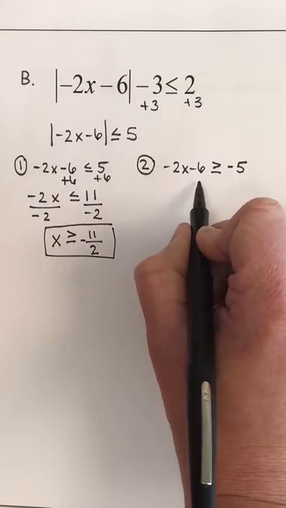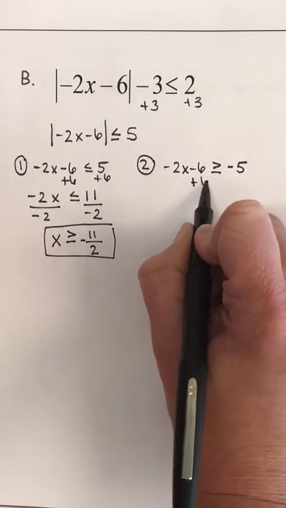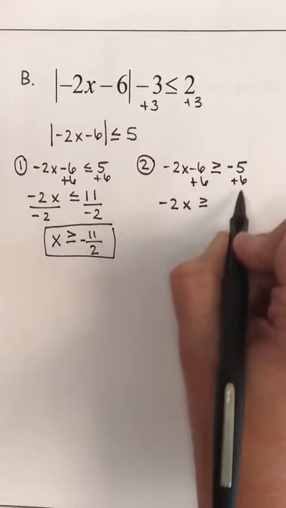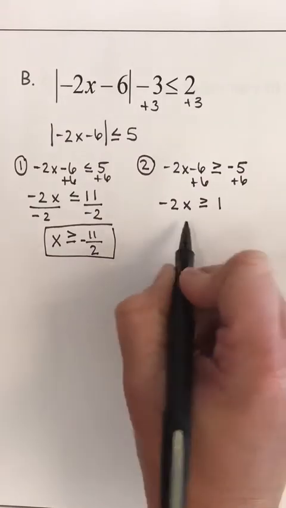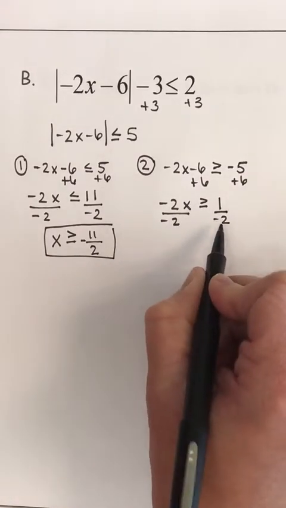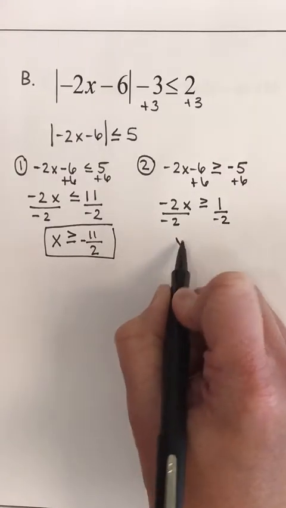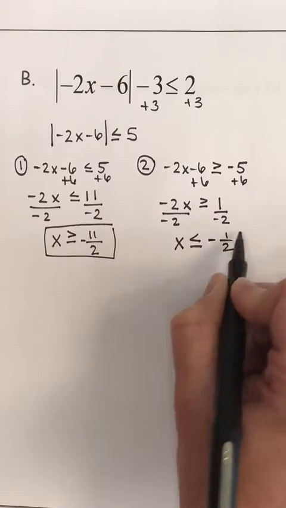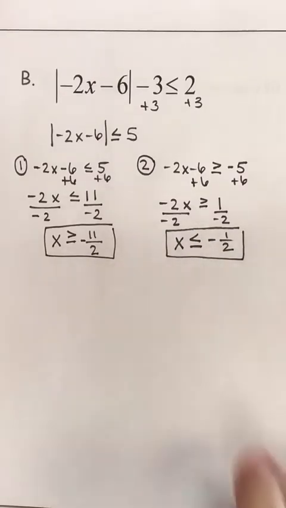For the right side, we'll start off with the same thing, add 6 to both sides, negative 2x greater than or equal to, in this case, 1, divide by my coefficient of negative 2. Again, if you divide or multiply by a negative number, you have to change your sign. And now I have x is less than or equal to negative a half. All right, question number 3.